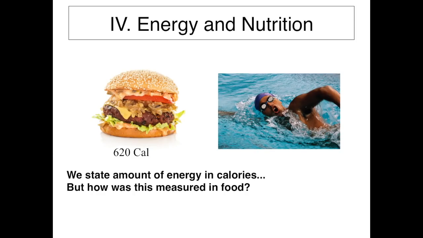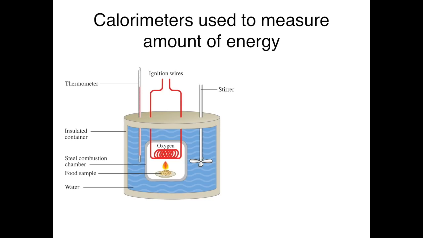Now we talk about the energy in food, but how was this measured? The energy content in our food is measured using an instrument called a calorimeter. In a calorimeter, you take a piece of food sample and you burn it.